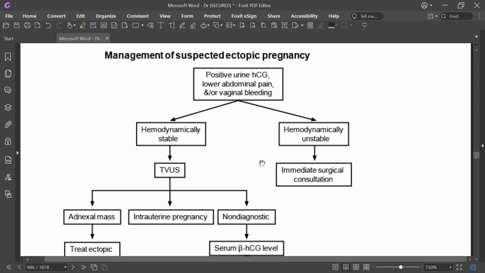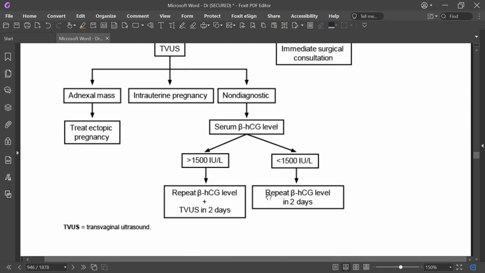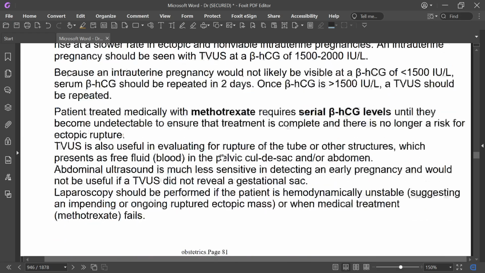Intrauterine pregnancy and non-diagnostic are the other findings. In non-diagnostic, serum beta HCG should be done. If it is more than 1500, repeat beta HCG within 2 days. If it is less than 1500, you also repeat beta HCG only in 2 days. But TVUS should not be done if it is less than 1500.